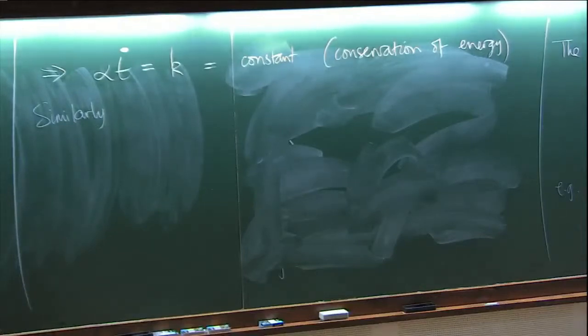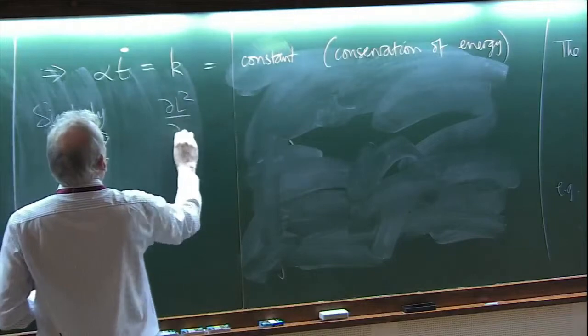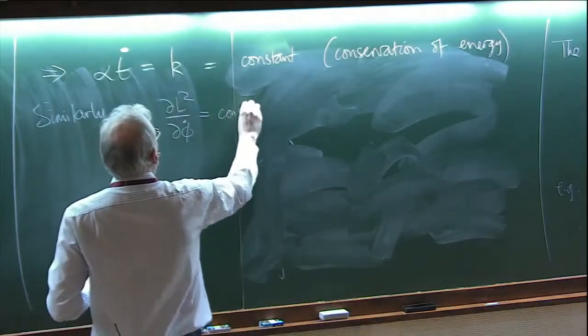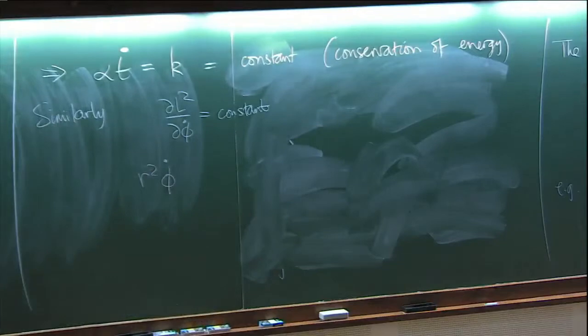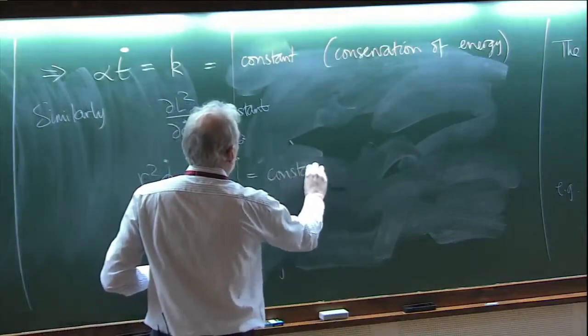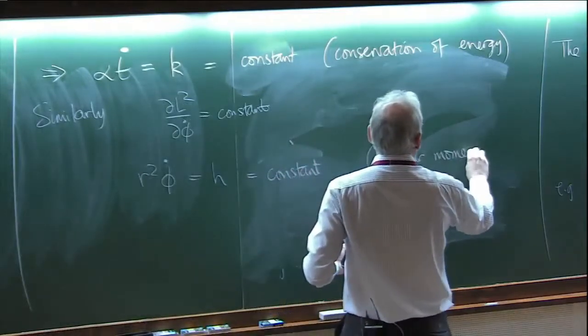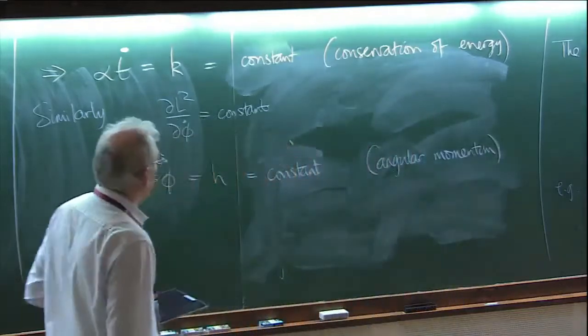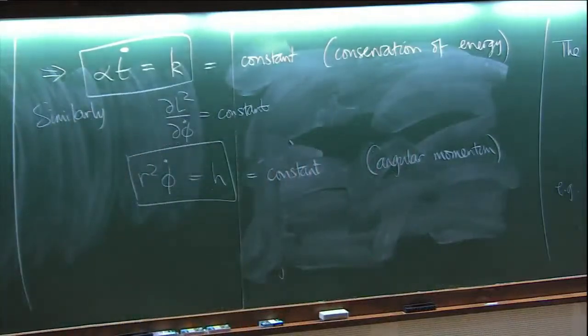And similarly, if we apply the Euler-Lagrange equation to x mu, where x mu is phi, there's no phi dependence of L squared, so we get a conserved quantity which is dL squared by d phi dot. Remembering that we've chosen sine theta to be 1, this tells us that r squared times phi dot is a constant, which expresses conservation of angular momentum. So we have these two conserved quantities that come from the symmetry of the metric.